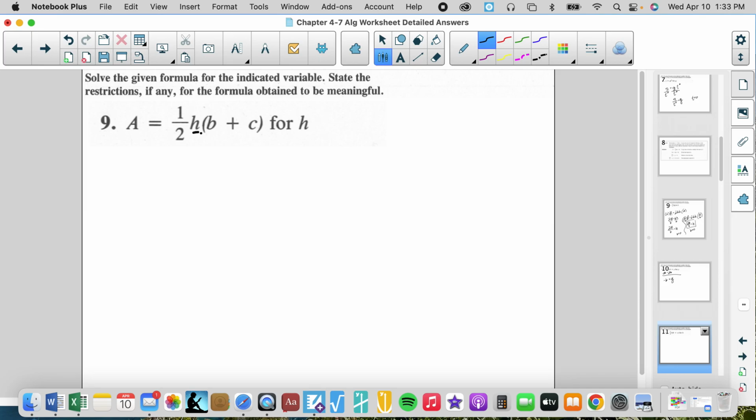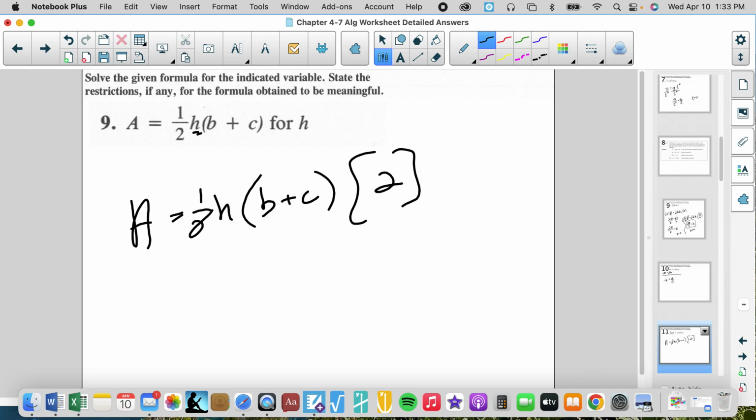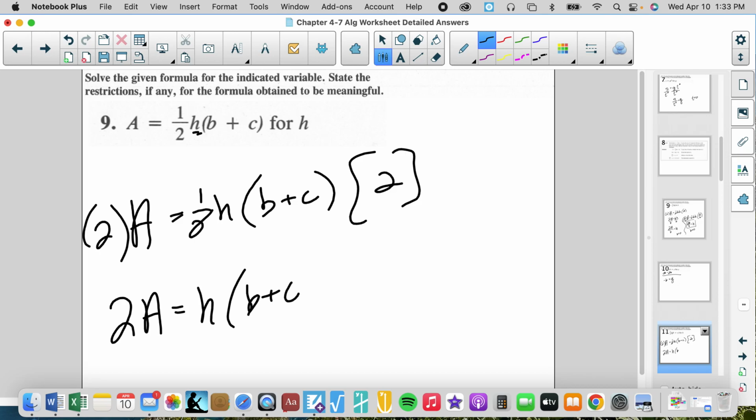We're going to isolate h. Area equals 1/2 h times the quantity b plus c. This is a fun one. We can multiply by 2 to get rid of the 1/2. That gives you twice the area equals h times the quantity b plus c.